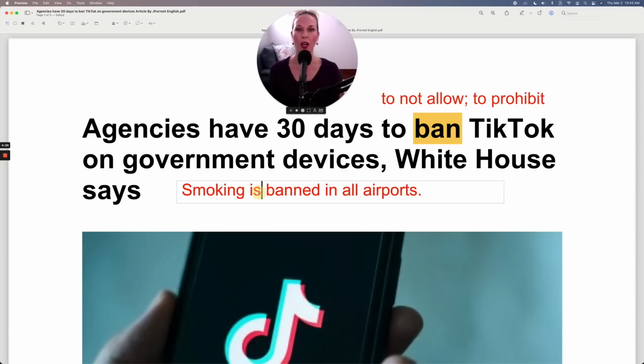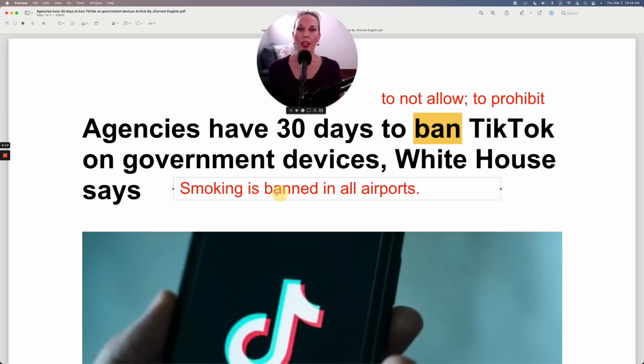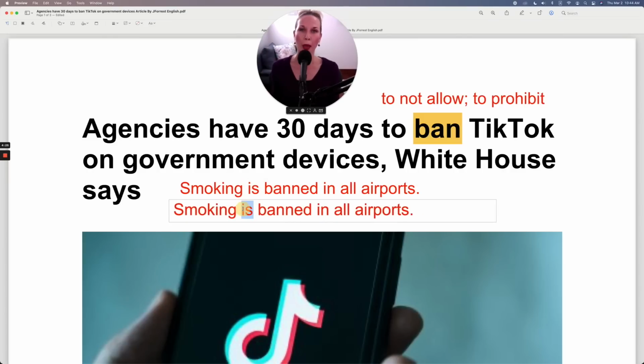Now notice here, I'm using my verb to be, and then I'm using ban in the ed form. Notice the spelling, you add an extra N when it's in the ed form. This does not affect pronunciation at all. Smoking is banned. I could use an active sentence and I could talk about who banned smoking at airports. For example, the airport authority, assuming there is one, the airport authority banned smoking.